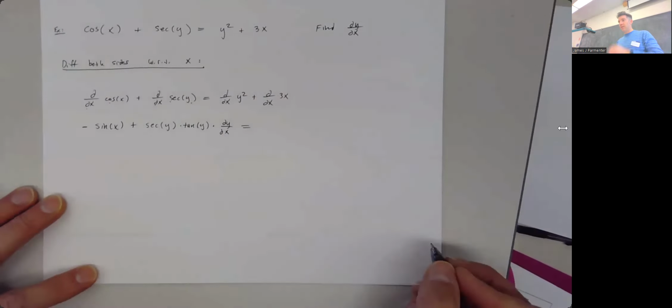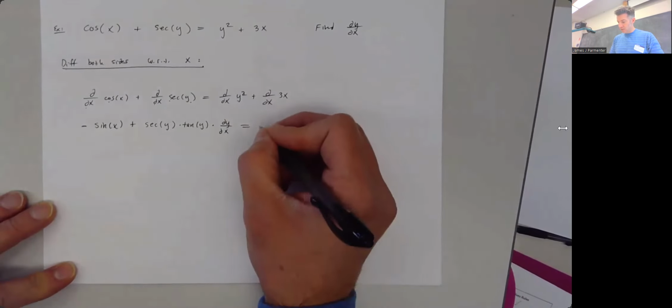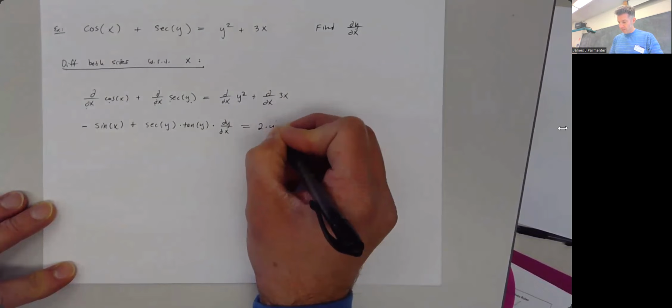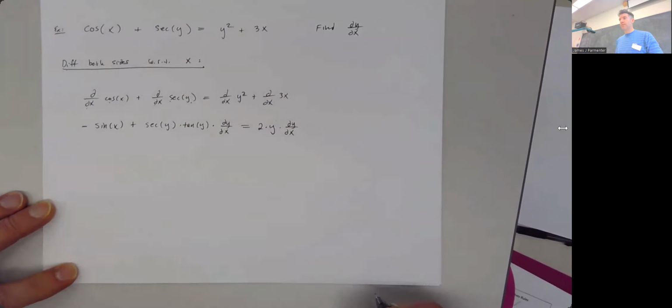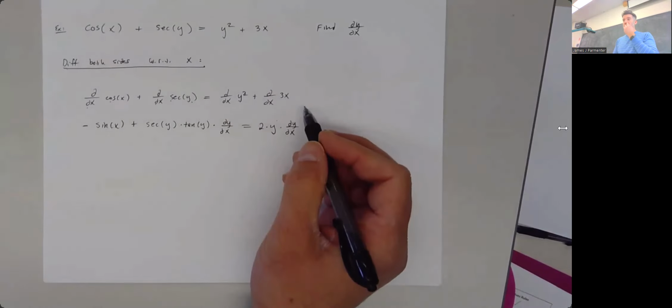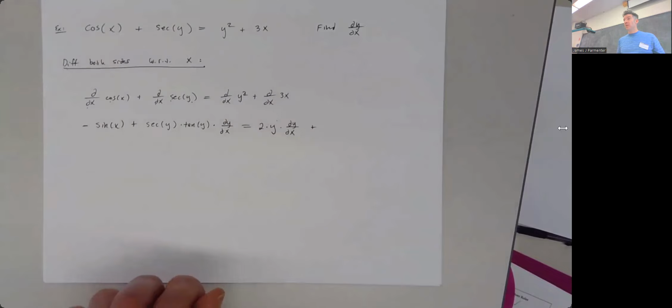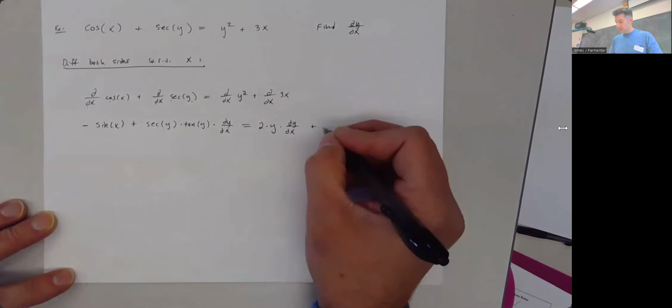Equal to, okay, on the right-hand side, the derivative of some stuff squared is 2 times your stuff to the first times the derivative of your stuff. The derivative of 3 times x, you could use the product rule, but you do not need to. The derivative of 3 times x to the first is just 3 times 1, which is just 3.